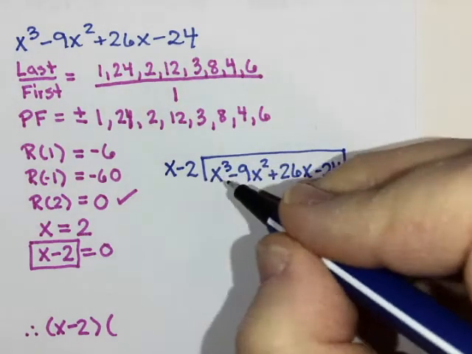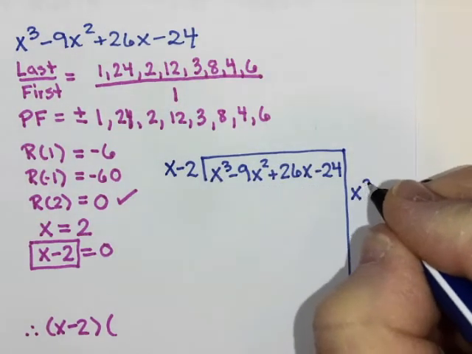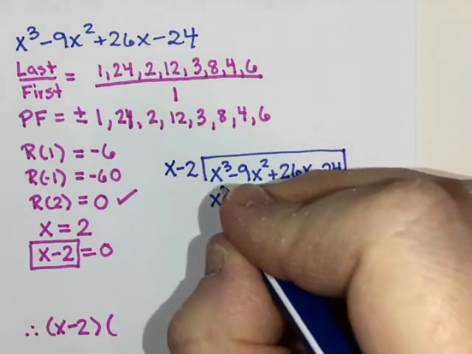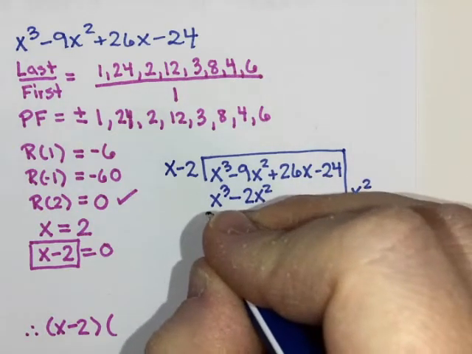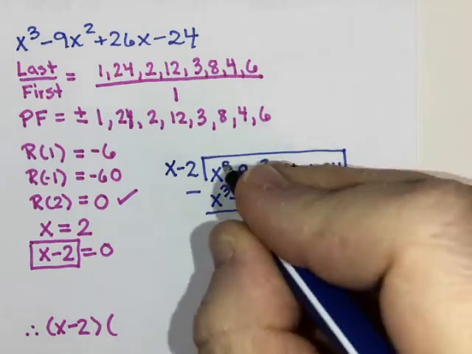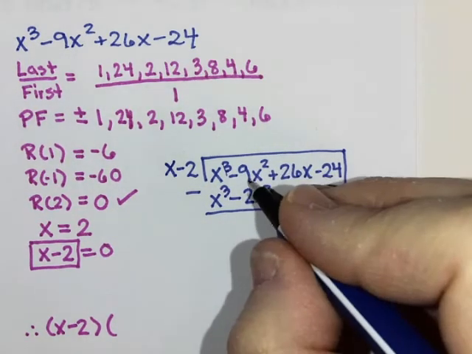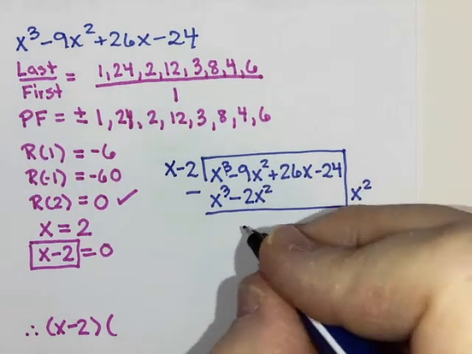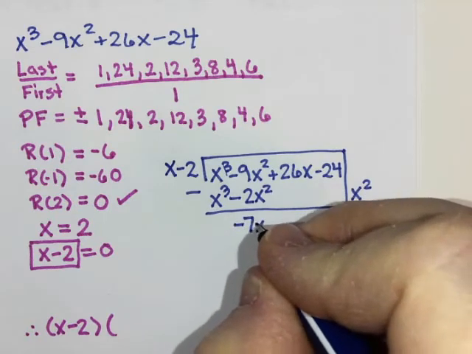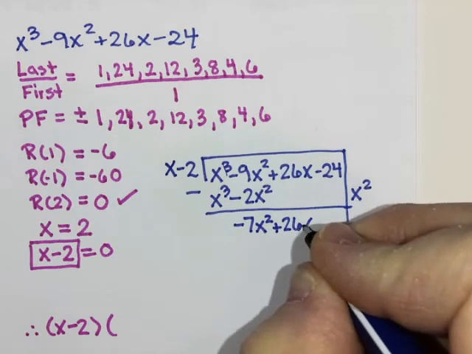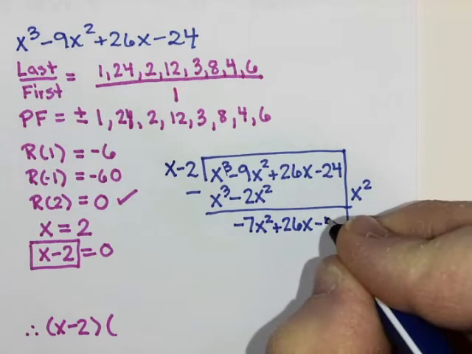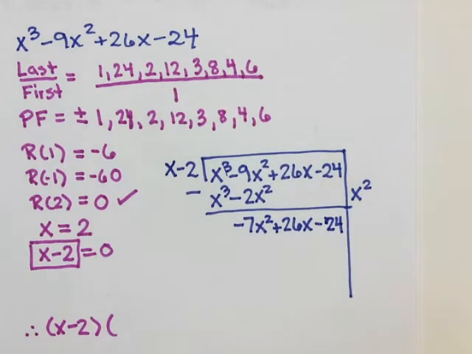How do I turn an x into an x cubed? We multiply by x squared. I get x cubed minus 2x squared. I subtract. X cubed minus x cubed is 0. Negative 9 minus negative 2 is negative 7x squared. 26 take away nothing is 26x. And negative 24 take away nothing is negative 24.